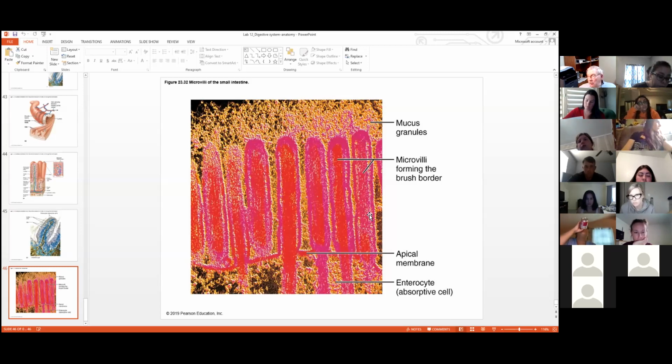Villi are there, but no microvilli. So this one won't be there, but this one will.